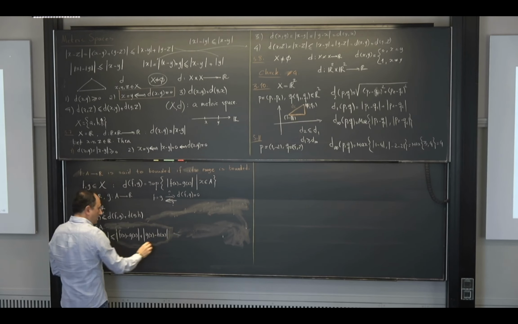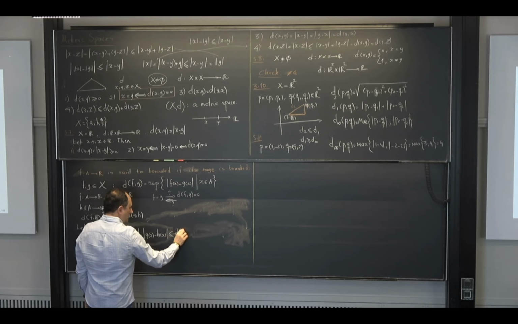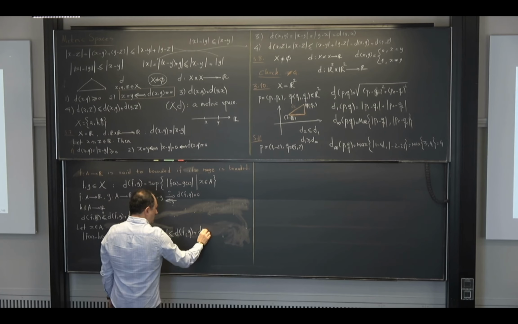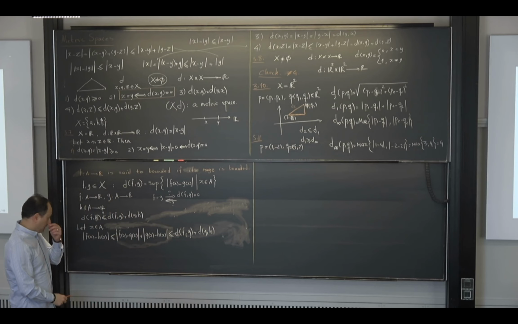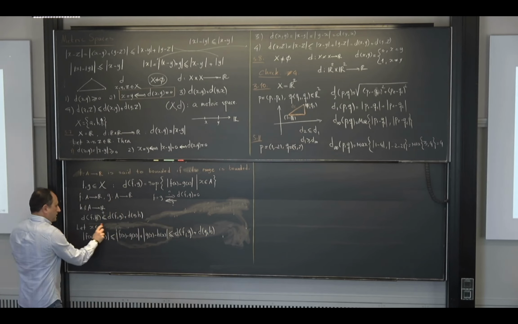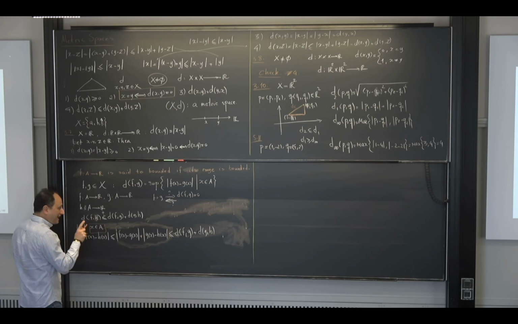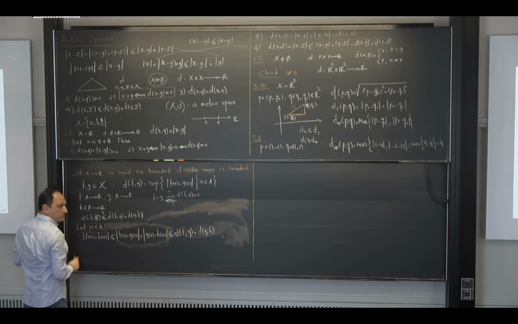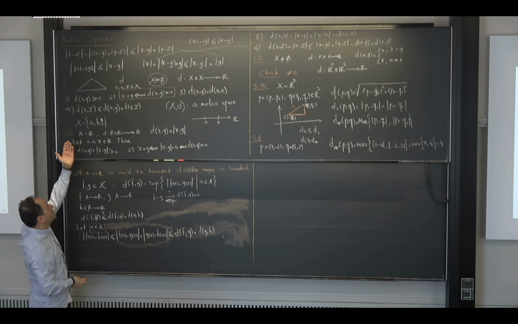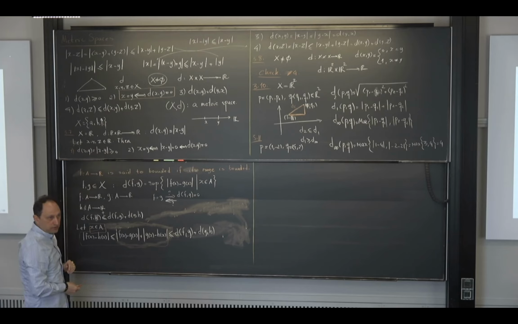But this one I can write: it is less than or equal to d_f,g. This is now correct. Plus d_g,h. Do you agree with this one? So you see, I fixed x. For that one fixed x, you have to agree with this part. Yes? Because that is just nothing except a normal triangle inequality.